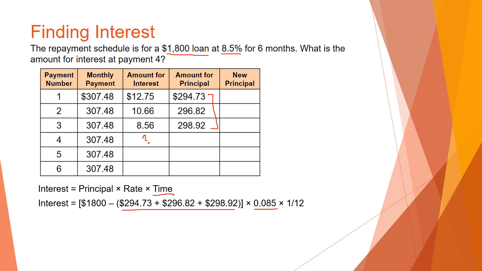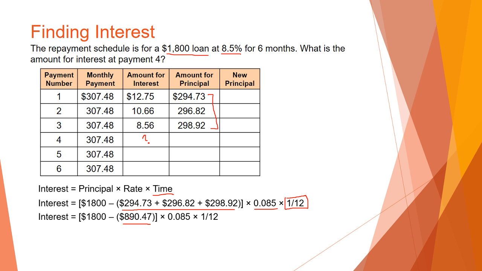And the time, remember, time is always in years. However, we're only looking for the interest for 1 month. So that's where it gets tricky. That is why t is equal to 1 over 12, because it is 1 month out of the 12 months in a year. Alright, now let's use PEMDAS. We're going to add everything inside the parenthesis first, giving us $890.47.